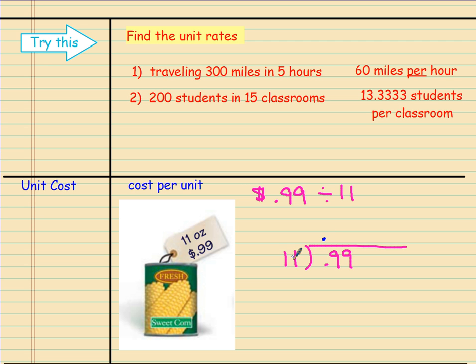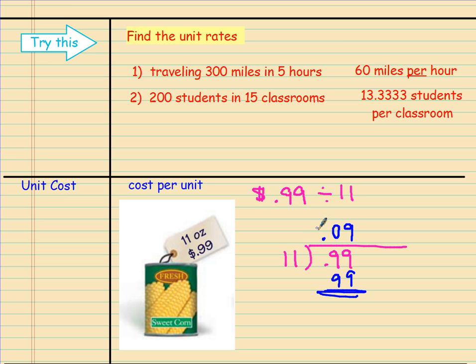How many times does 11 go into 9? Well, it can't, so we put a 0 here. How many times does 11 go into 99? That's 9 times, and 9 times 11 is 99. And we are done. Now, let's look at this.